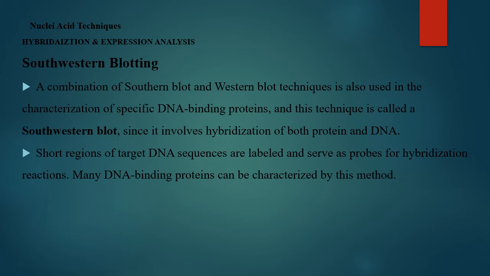Now short regions of the target DNA sequences are labeled and then serve as probes for hybridization reactions. So there's a target DNA sequence that is already labeled and becomes a probe. Now many DNA binding proteins can be characterized by this method. So basically this one is able to deal with DNA and protein complexes or bound molecules. So this is Southwestern blotting.